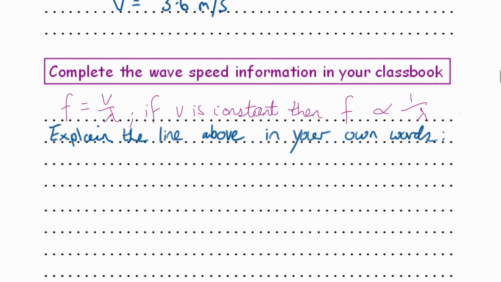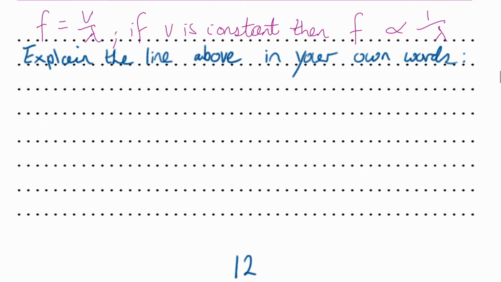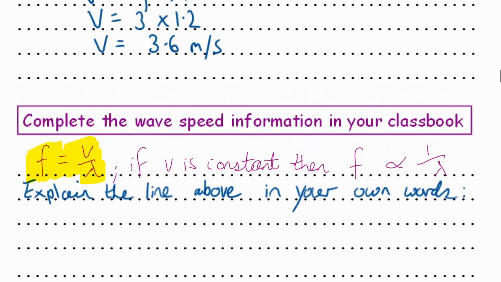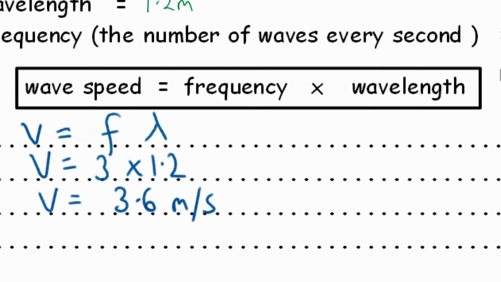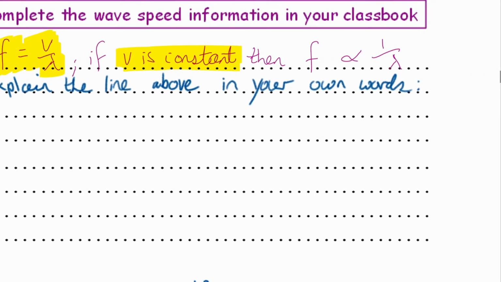Now underneath here, and I'm going to highlight it as I talk through it, it says f, that's frequency, equals v, wave speed, divided by wavelength. That's just rearranging this equation. Frequency is wave speed over wavelength. If v is constant, that means stays the same, then we can say that frequency is inversely proportional to wavelength.